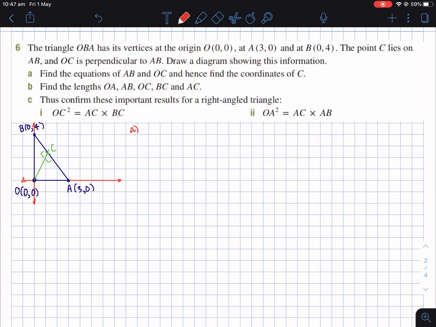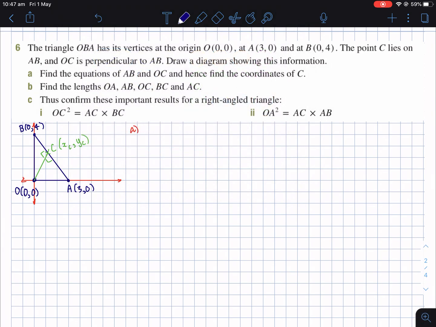Question A asked us to find the equations of AB and OC. And this one, I'm going to give it coordinates x, y. Oh, no, not x, y. I know it's at the midpoint, but they haven't actually told me that, so I don't think we can use that. So I'm going to call it xc, yc.